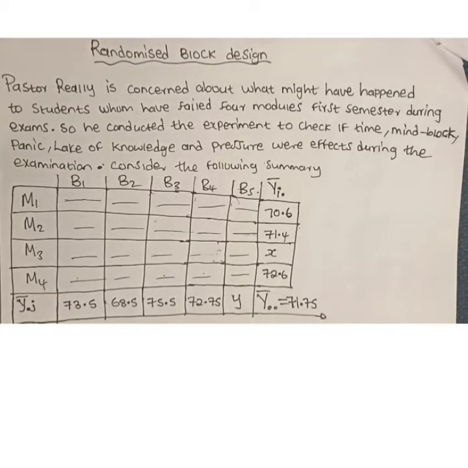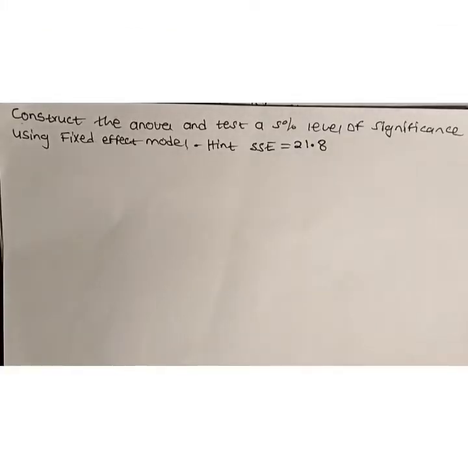So we'll have to calculate, and to do that, we're going to sum the means of treatment, then divide by 4, and equate it to the grand mean. We also do the same: we sum the means of blocks, divide by 5, then equate to the grand mean. Suppose you are given the sum of squares of error, which is 21.8, required to construct ANOVA and test at 5% level of significance.